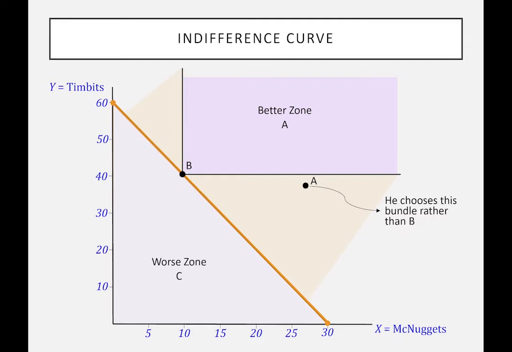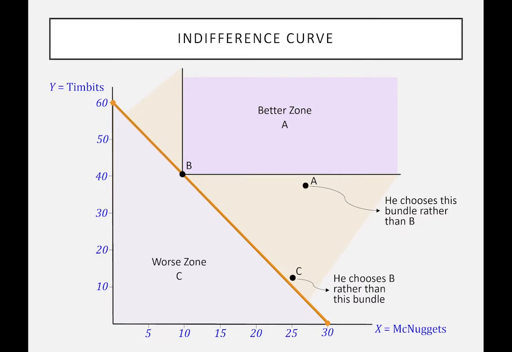Similarly, we might choose another bundle like, I don't know, this one here, Z2, in which he's giving up quite a few Timbits, but he gets McNuggets. And let's say, for the sake of argument, that between Z2 and B, he would prefer B. Again, Z2 is not a possibility. He's beyond his ability to buy it, but if he were given the choice, he would still choose B. So we can sort of say that Z2 is like in the C zone.